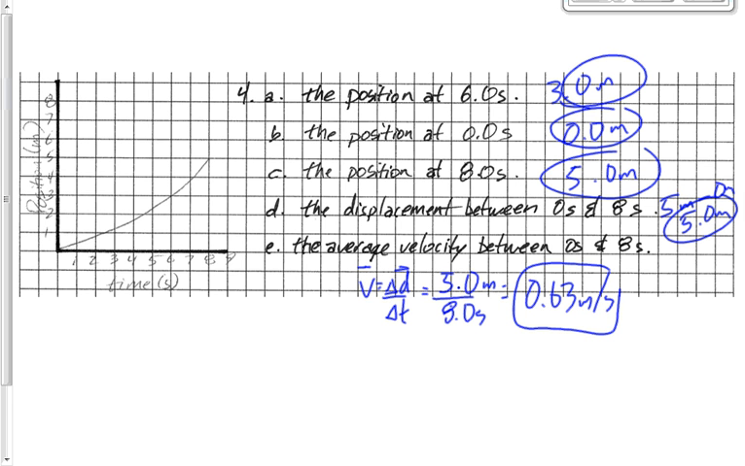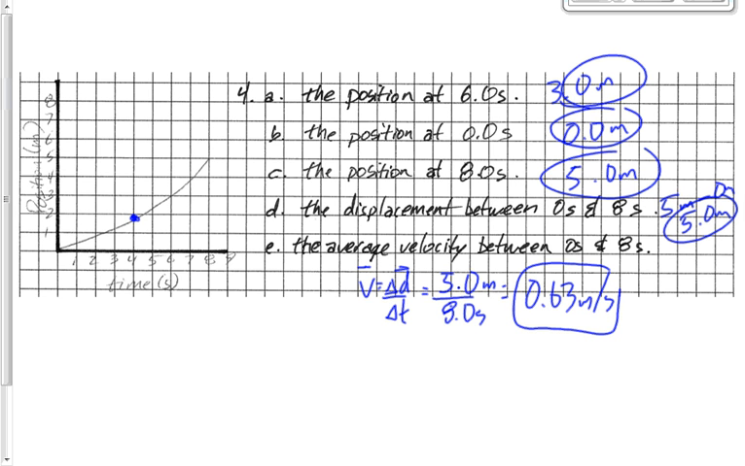What if I asked you to find the instantaneous velocity? Remember on those straight line graphs, the average velocity was the same as the instantaneous velocity at a moment in time? Here it's not. Here the velocity is changing with every moment in time. What if I said find the instantaneous velocity at 4 seconds?